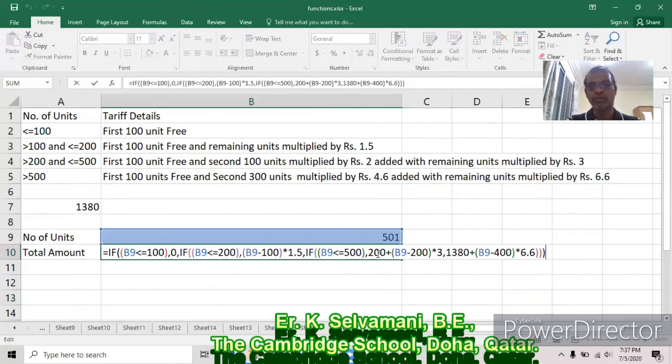As usual, I would like to inform you, don't be afraid of seeing such a large function. It's very simple. First, you have to go through the number of units and the tariff details. You have to understand this one. So less than or equal to 100, first 100 units free. Like this, you have to understand clearly. And then you should go for B9 less than or equal to 100, comma 0, comma blank, close bracket. Then you go for B9 less than or equal to 200, comma this stage. Then blank. Then you should go for less than or equal to 500. That is the third slot. Up to this blank. At last, you should go for the last stage. That is this stage: 1380 plus B9 minus 400 multiplied by 6.6.